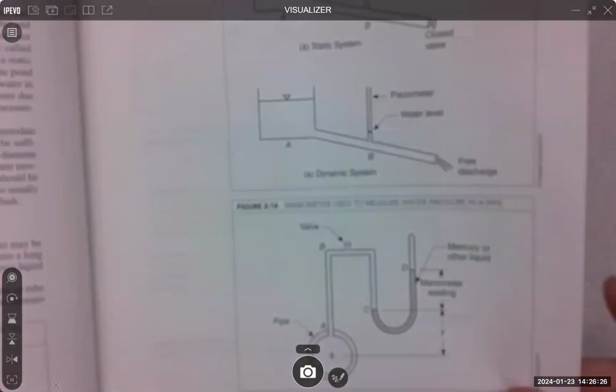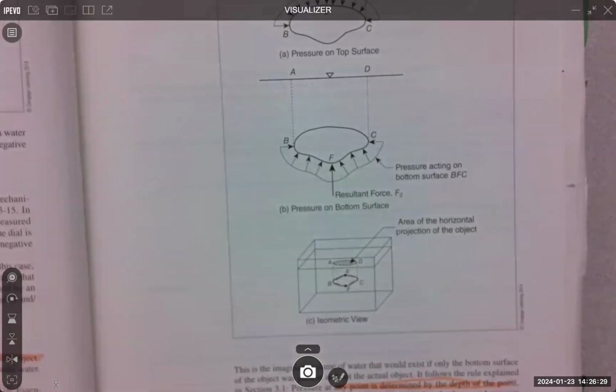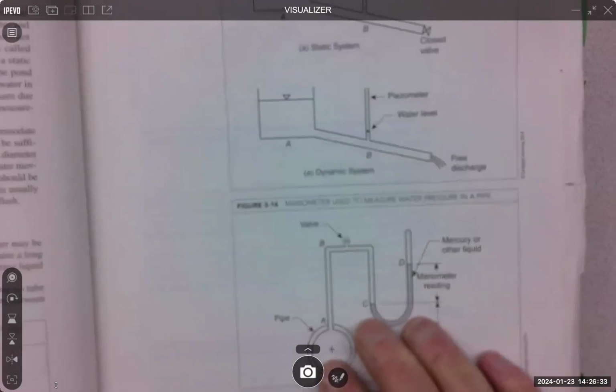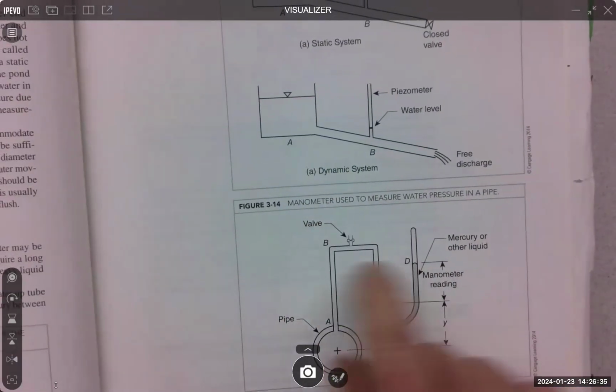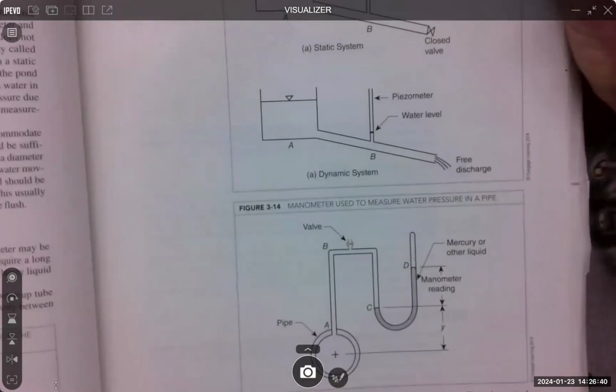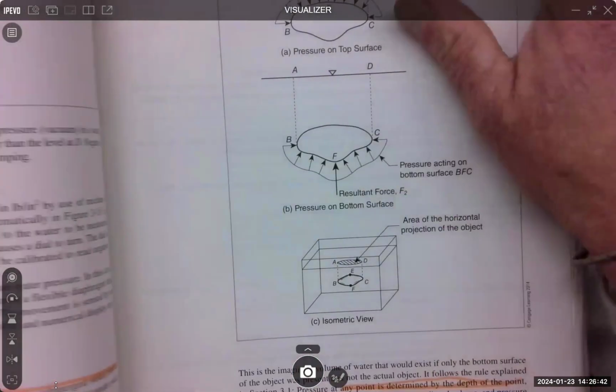So it has some different applications of this kind of pressure, which is interesting. A manometer uses this kind of a system based solely on water or mercury pressure. So, all right. Good enough.